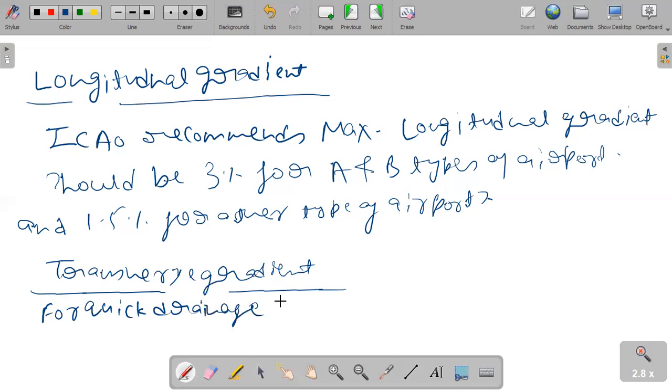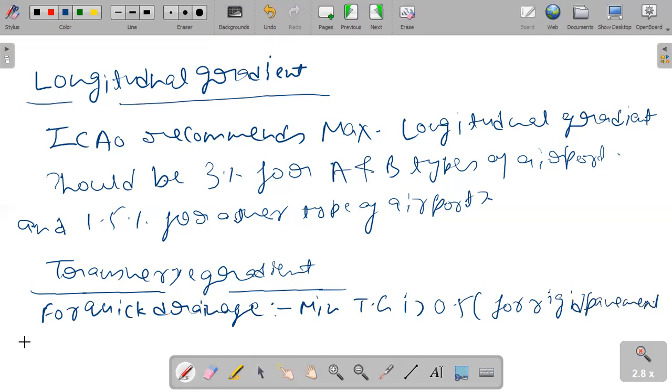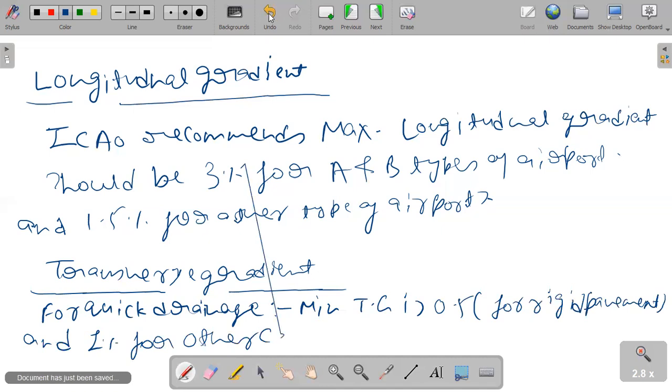So for quick drainage condition, the minimum transverse gradient is 0.5% in case of rigid pavement and 1% for other cases. Okay, so this is about transverse gradient.